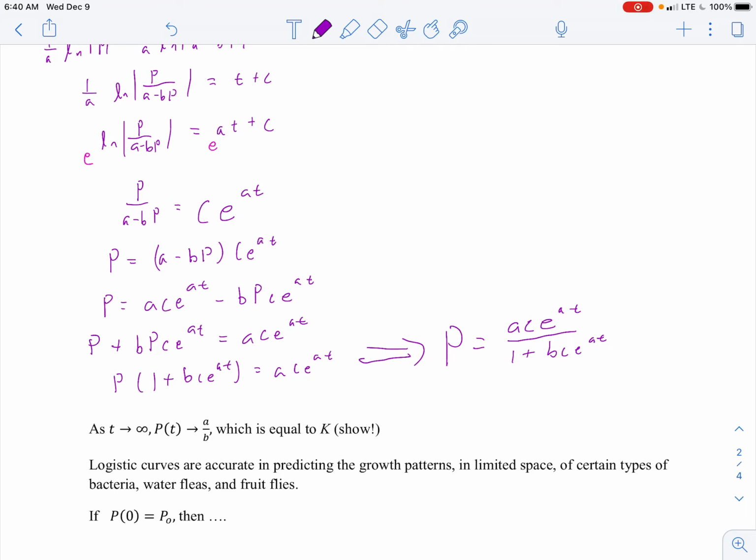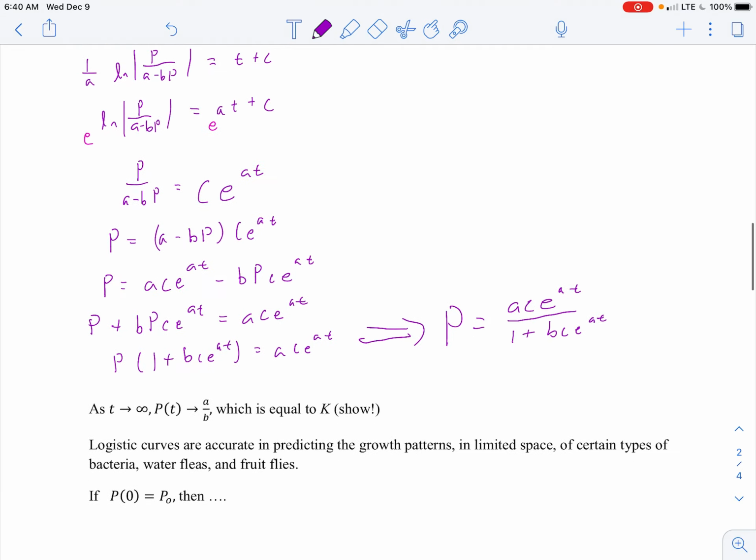All right, now we can simplify this even more. We have an e to the at term on the top and the bottom. And so let's get rid of that e to the at by multiplying the top by 1 over e to the at, and the bottom by 1 over e to the at, just so that we can get rid of that e to the at.